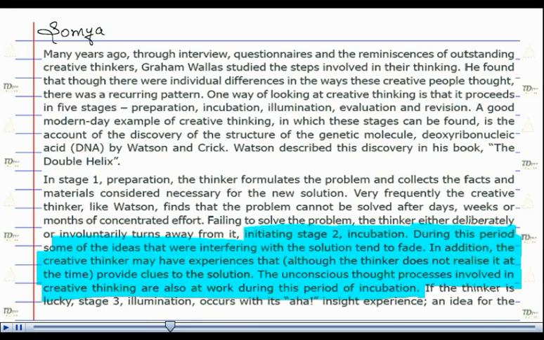Now here we can clearly see that in this particular stage, the person is failing to solve the problem. The thinker either deliberately or involuntarily turns away from it, and in that process, the incubation starts. Although the person is not deliberately thinking about the problem, in the unconscious mind the thinking process is still undergoing. And on that note, let us check out the options.